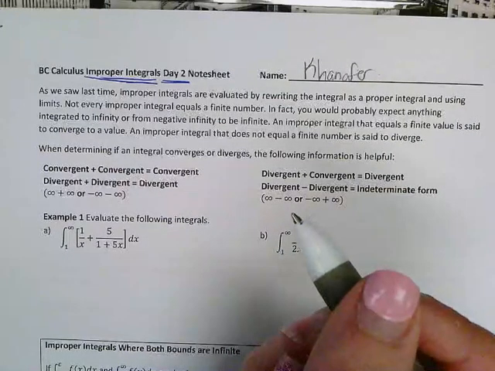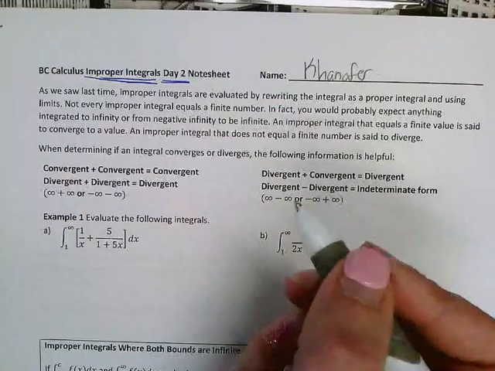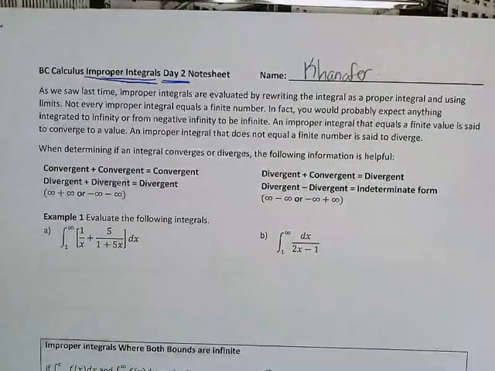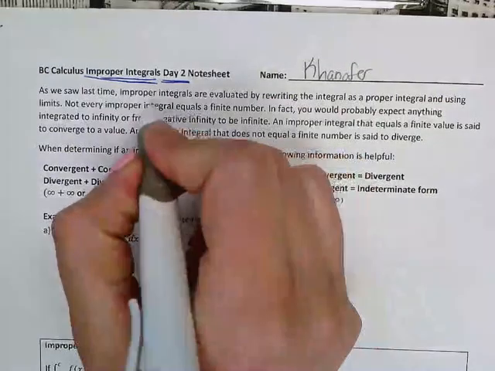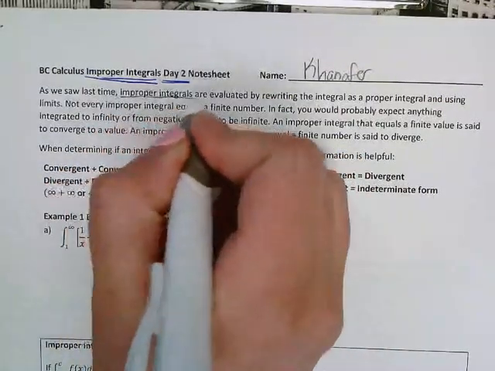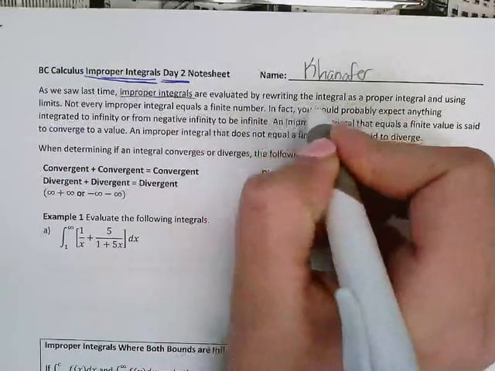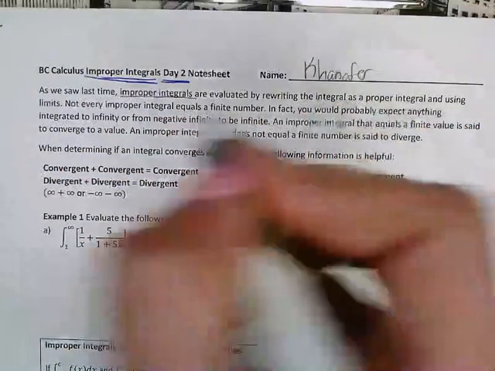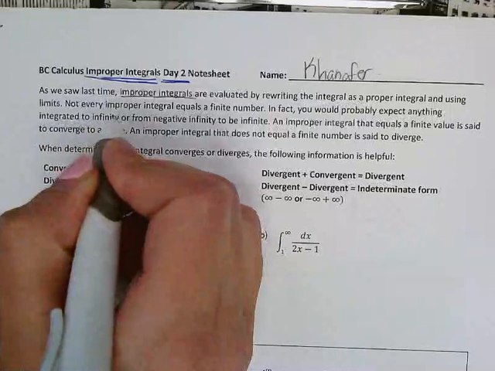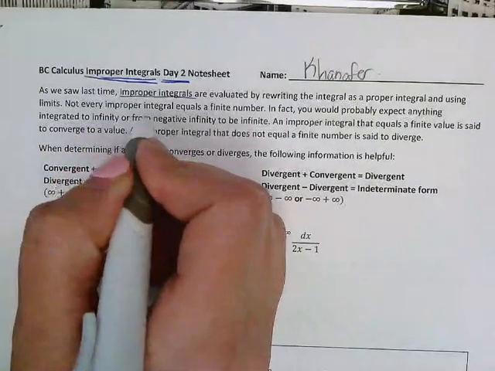And now that improper integrals are in play, you have to basically always look for the fact that an integral could possibly be improper. You can't always assume now that they are all going to be proper or they're all going to be improper. It could be either or. Now, if it's improper, they're evaluated by rewriting the integral as a proper integral and using the limits. But how do we rewrite them?